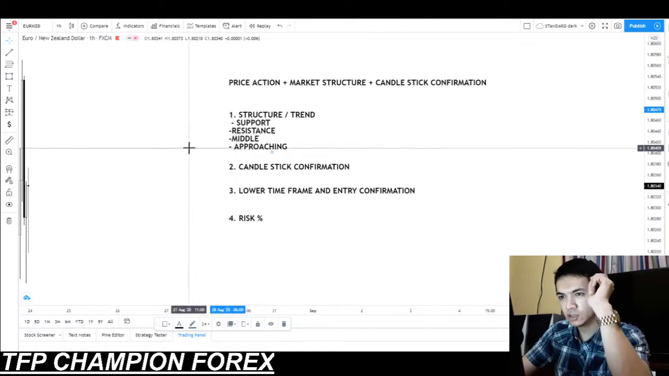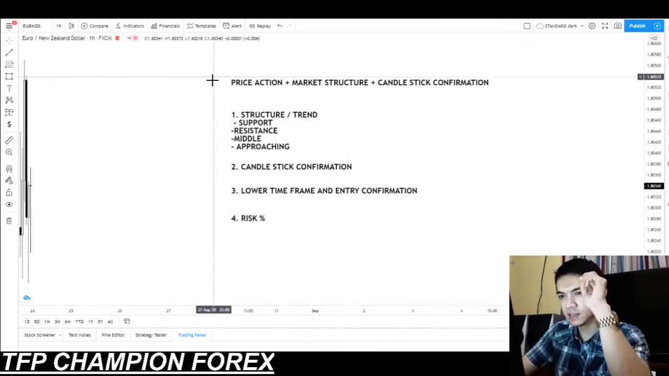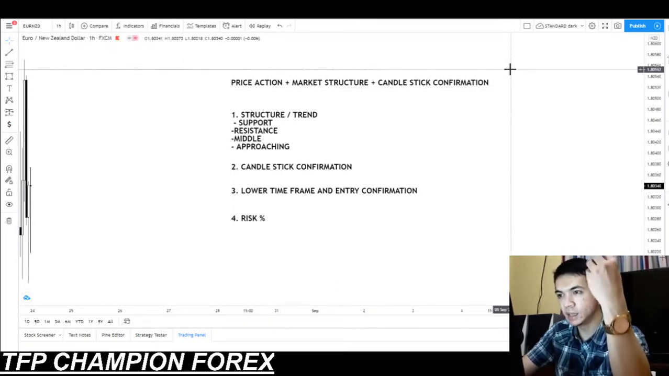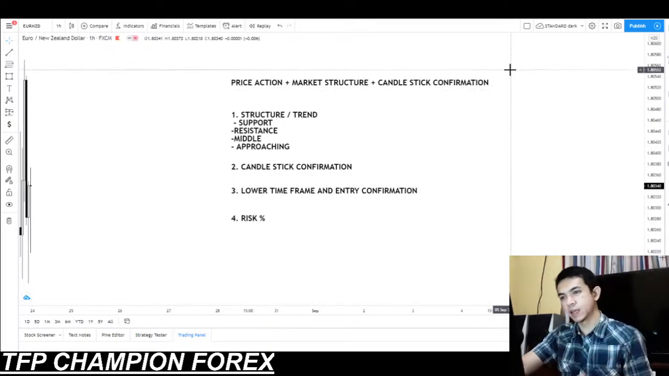All right. So again, this is the foundation for your naked chart trading. You don't need any indicators for you to decide. All right.